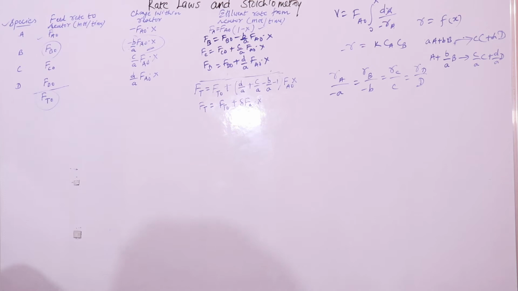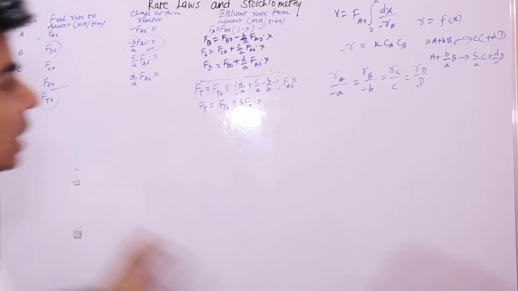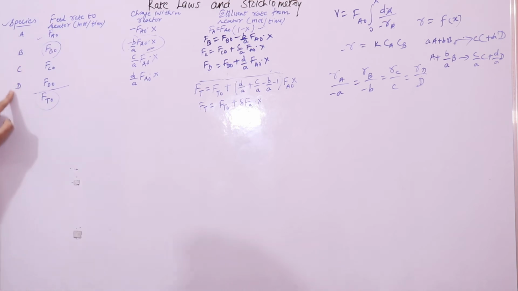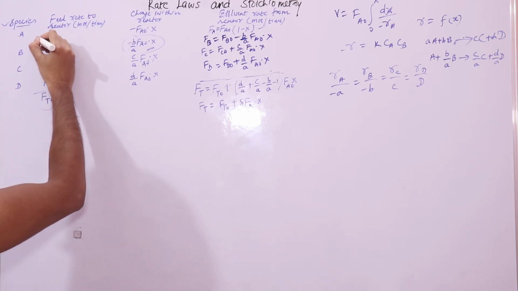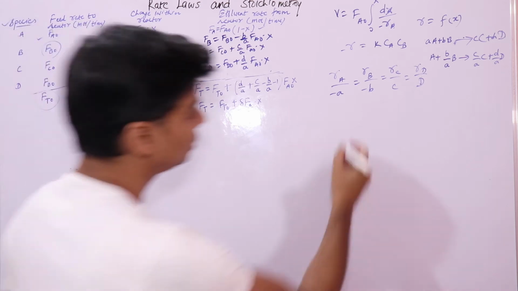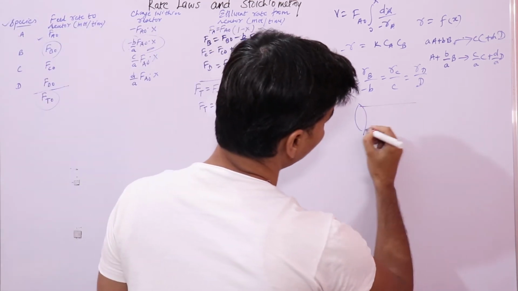So now we will look at this stoichiometric table. It has 4 columns. The first column shows you the different reactants and products, species A, B, C, D. The second column of this table shows you the initial feed rate to the flow reactor.